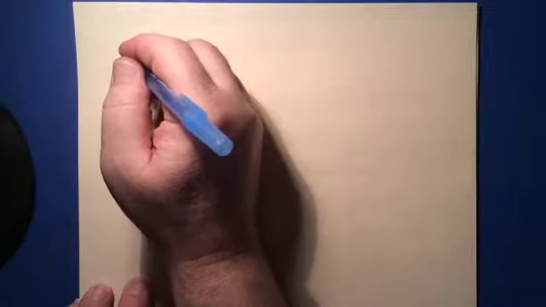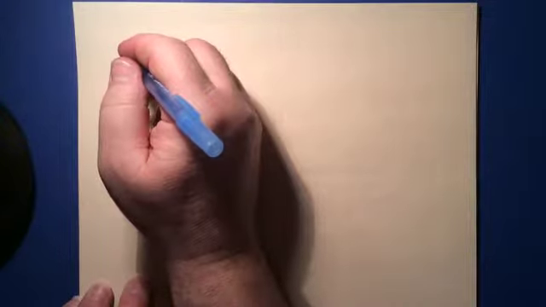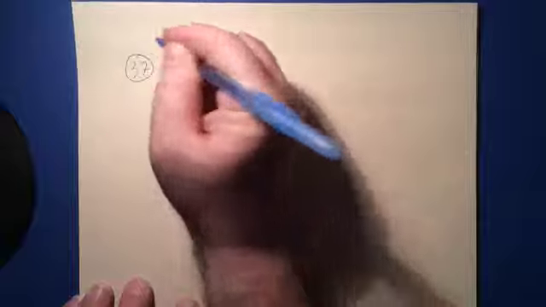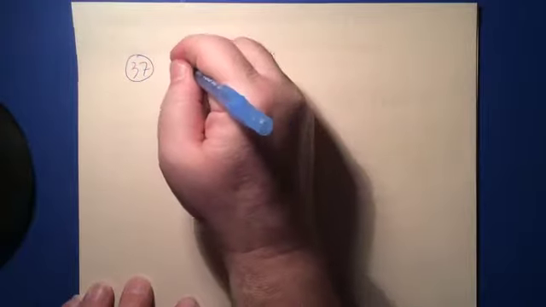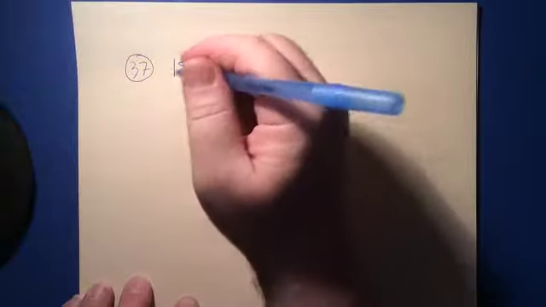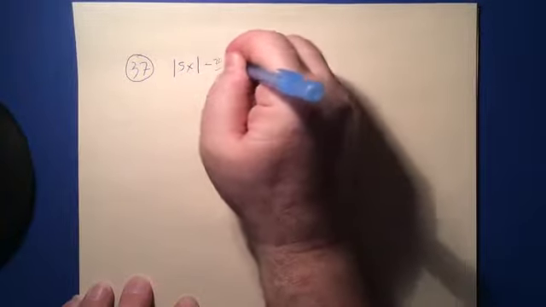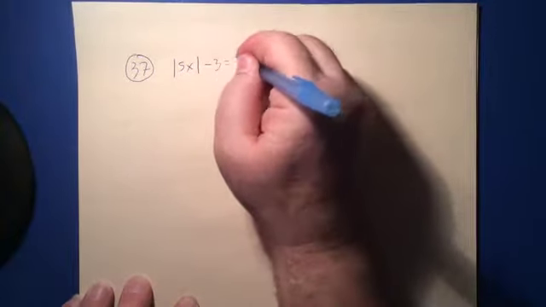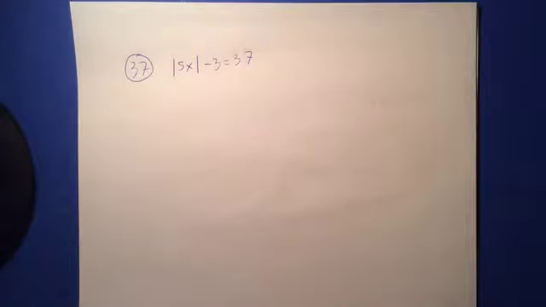So let's take a look at another problem. This is going to be problem number 37. So 37 is going to read the absolute value of 5x minus 3 equals 37. So you'll notice that in this question, think about what makes this different.